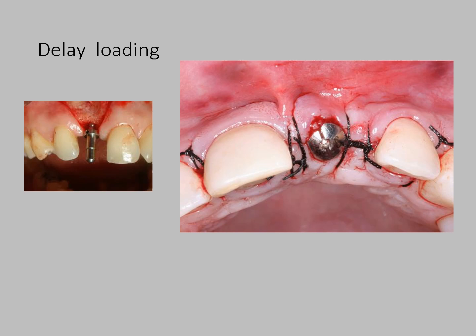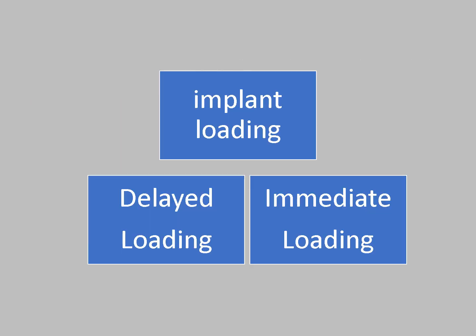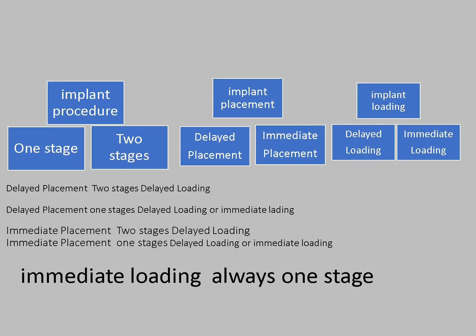So we can make some sort of classification for loading. Delayed loading is after 4 or 6 months, and immediate loading is at the same time we put in the implant. So we have a lot of classifications. These can be classified by implant procedure: one stage, two stage, immediate placement, delayed placement, where after extraction the root is left to heal and then we add an implant, or the same root is extracted and we put in an implant at the same time. This one is for implant loading, called delayed loading or immediate loading.